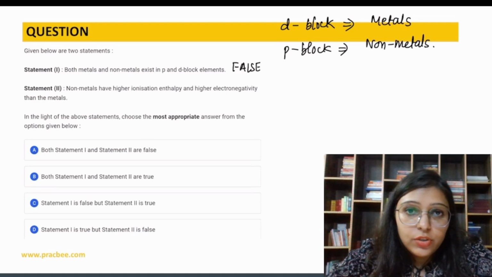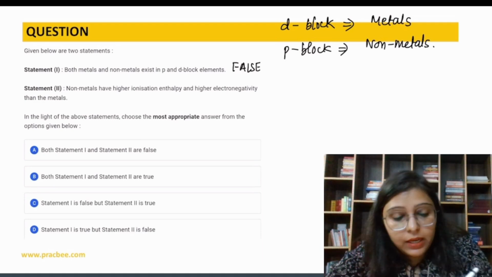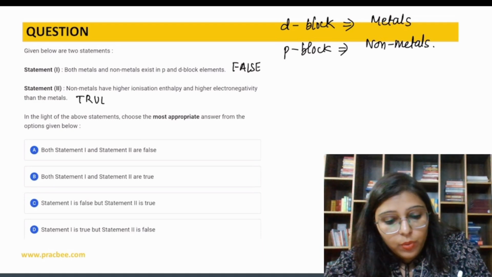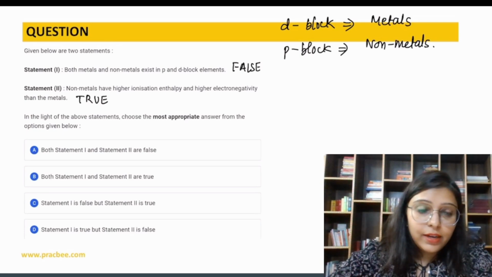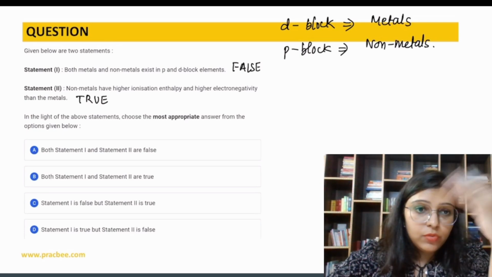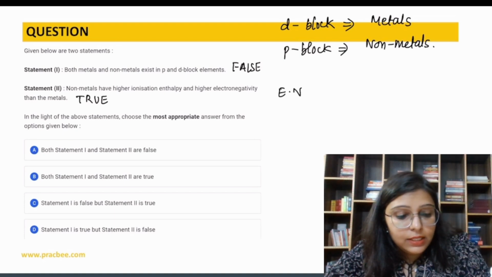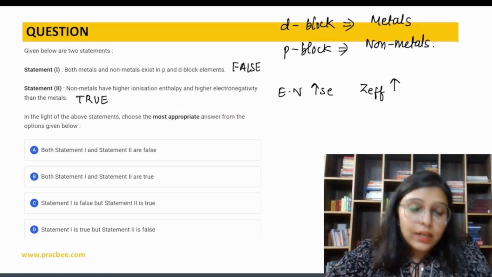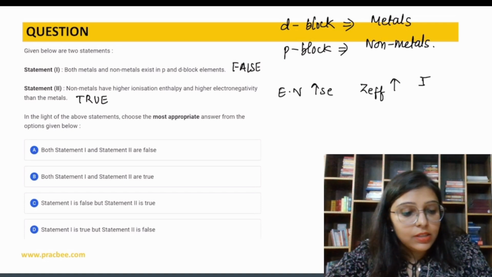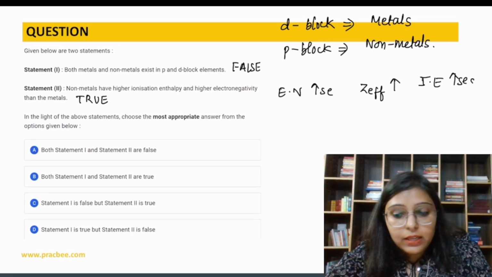Non-metals have higher ionization enthalpy and higher electronegativity than metals. Yes, it is true. Why? Because non-metals lie on the right-hand side of the periodic table, and when we move to the right-hand side, what happens? Electronegativity increases due to increase in effective nuclear charge, and due to increase in effective nuclear charge, ionization enthalpy also increases.